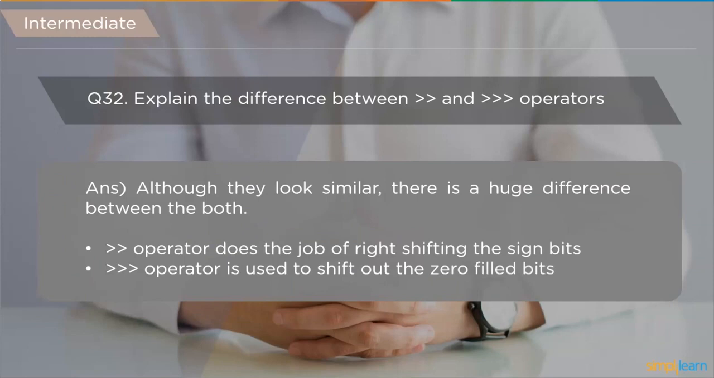So the first operator, which looks like two greater than symbols, performs the operation of right shifting. So when you provide a binary value, the bits will be shifted towards the right. And the second operator, which has three greater than symbols, is used to shift out the zero filled bits. So this is the functionality of these two operators.